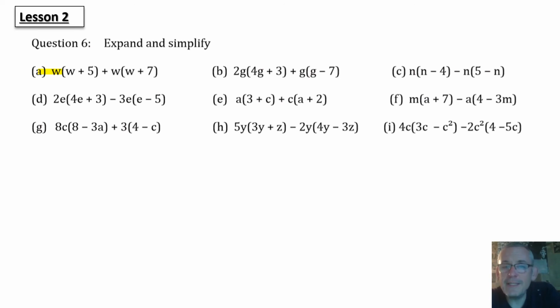What we've got here is now, instead of a number on the outside, we've got a variable on the outside. So we've got W in this case. So we are going to need to multiply W by W. Remember, that's going to be W squared. And then W by 5. So we'll have a little look at that. I'll go through the worked answer of that one. And then we'll keep on trucking.